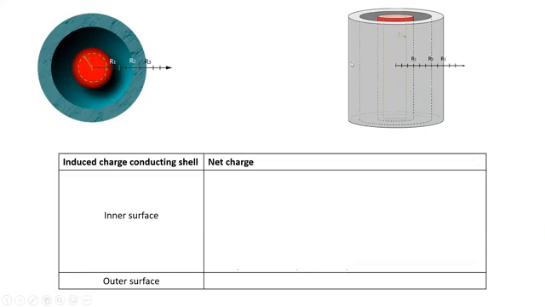If the outer shell is an insulator, then there is no induced charge. Charges cannot move. So let's say the inner object, whether it's a sphere here or a cylinder here, has a charge of Q on it. Then the inner surface will have a charge of negative Q, regardless of what the net charge is on the outer conductor. The inner surface will always have the induced charge that's equal in magnitude but opposite polarity.